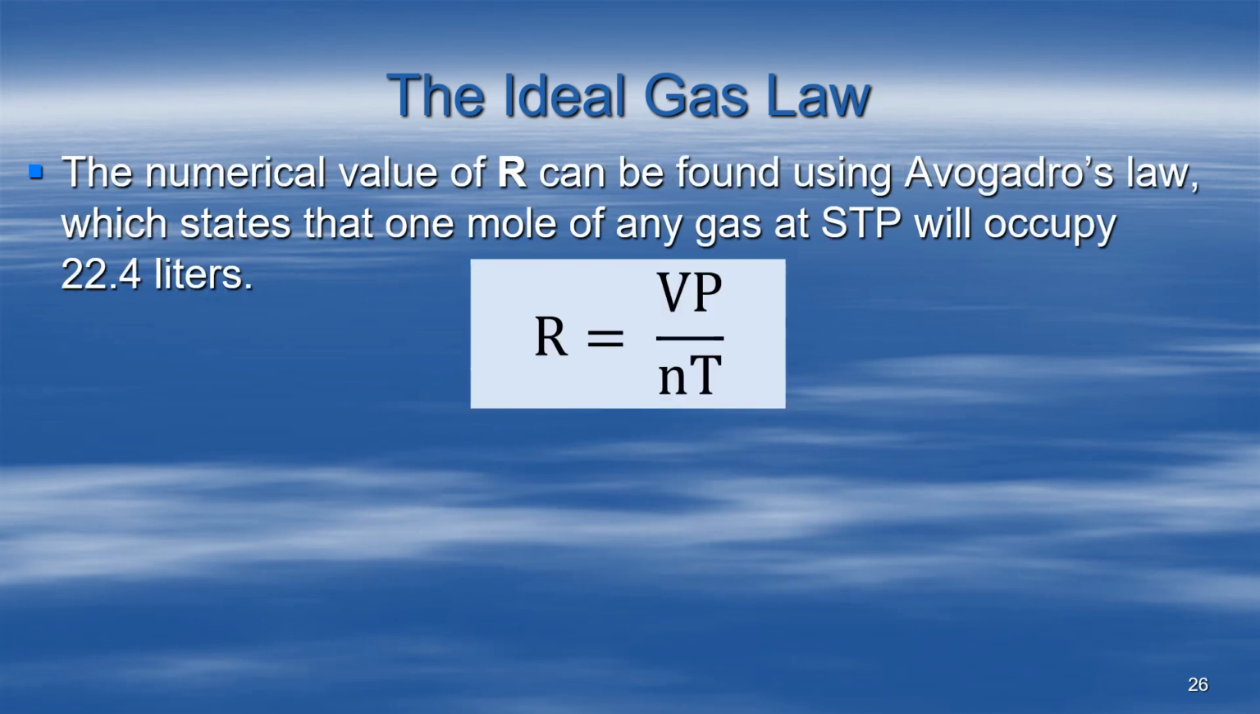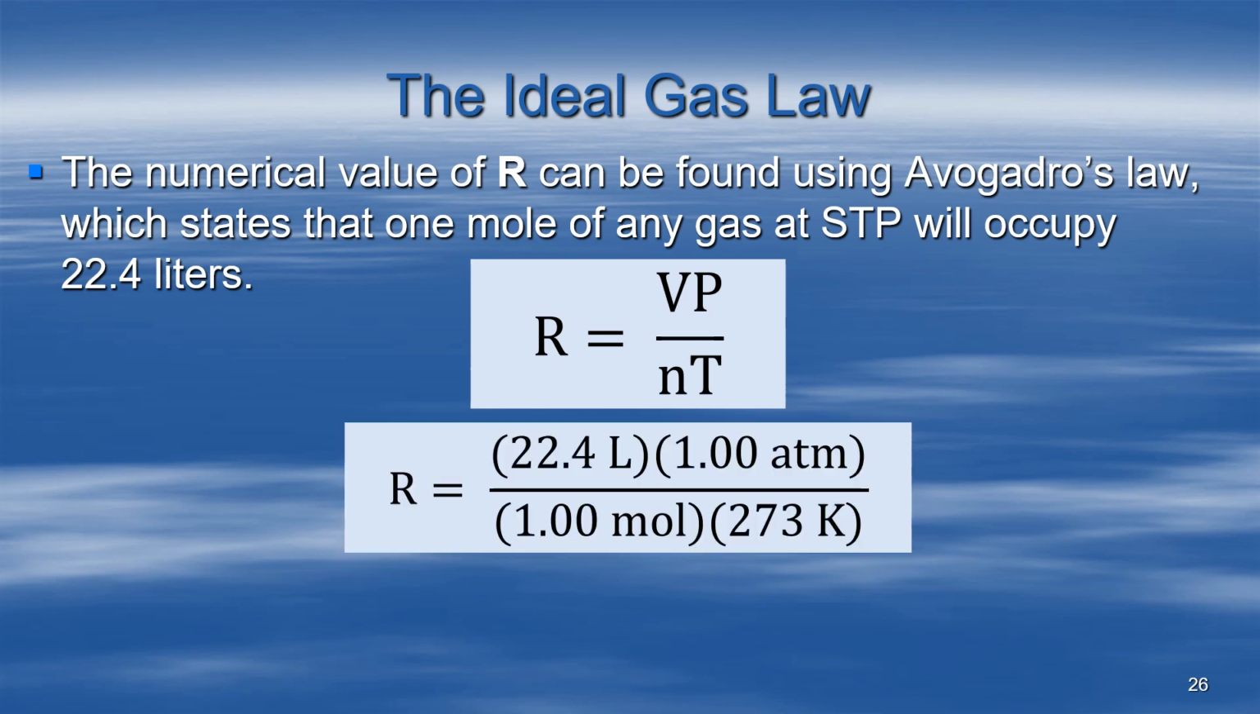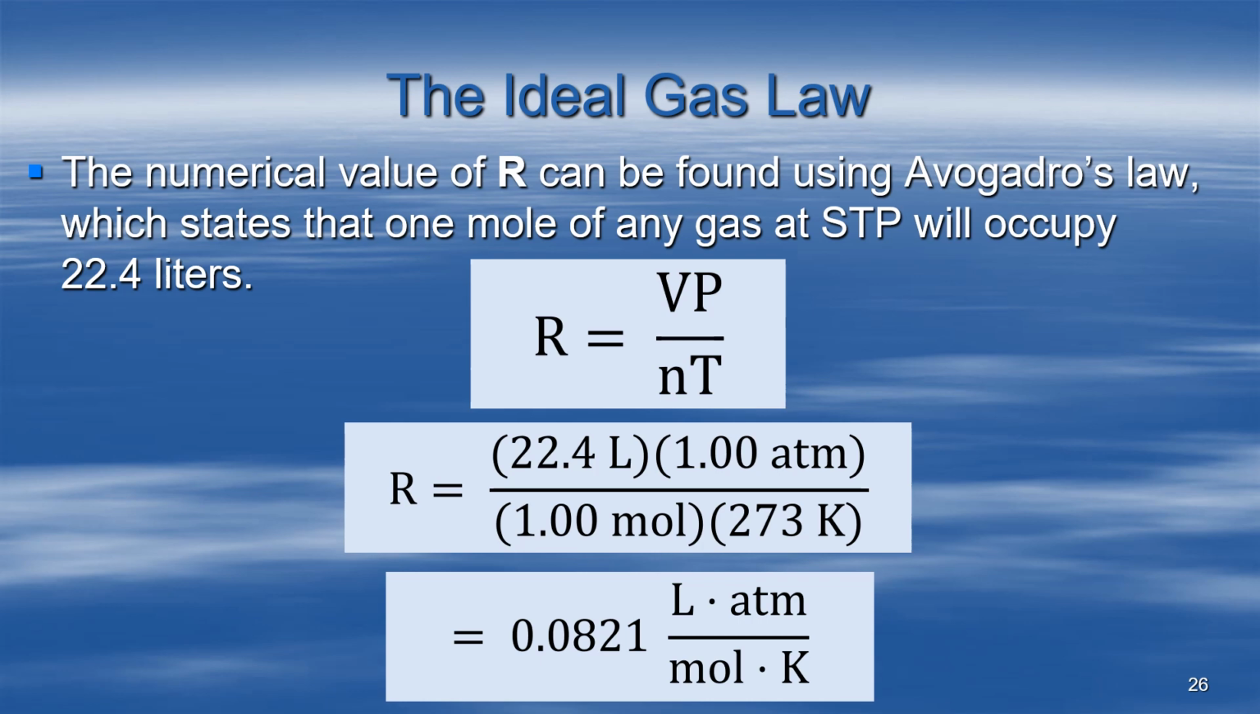So like I said, you can use Avogadro's law, which states that 1 mole, so if we put 1 in for N, and we put in 22.4 liters for volume, and we put in standard pressure, 1 atmosphere, and we put in standard temperature, 273 Kelvin, and we solve for R, we get this value, 0.0821, and the units are liters times atmospheres divided by mole divided by Kelvin. And it's just the value for R. So we like to be elegant and write R instead of 0.0821. But anytime you have R in an equation, you just plug in this number.